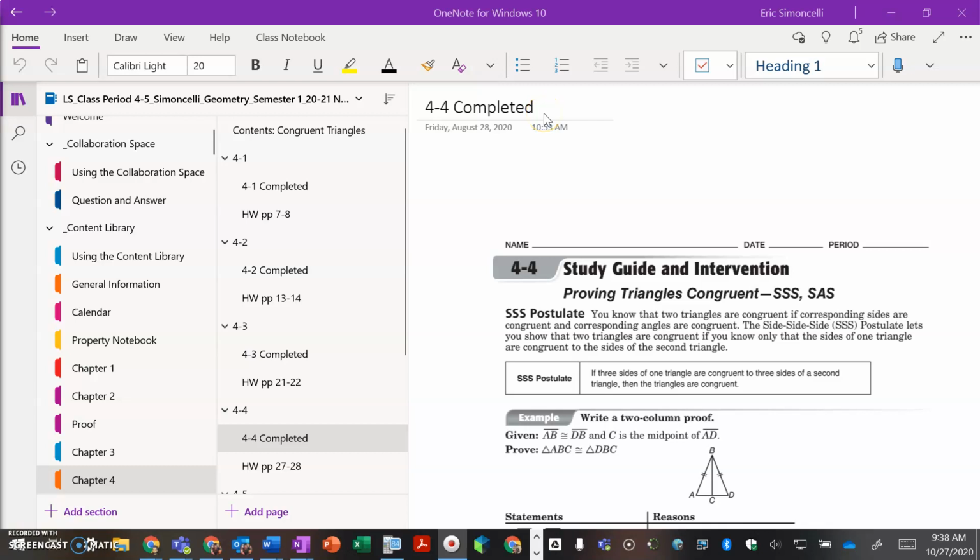Hello students, and welcome to section 4-4, Proving Triangles Congruent. SSS, which stands for side, side, side, and SAS, which stands for side, angle, side.